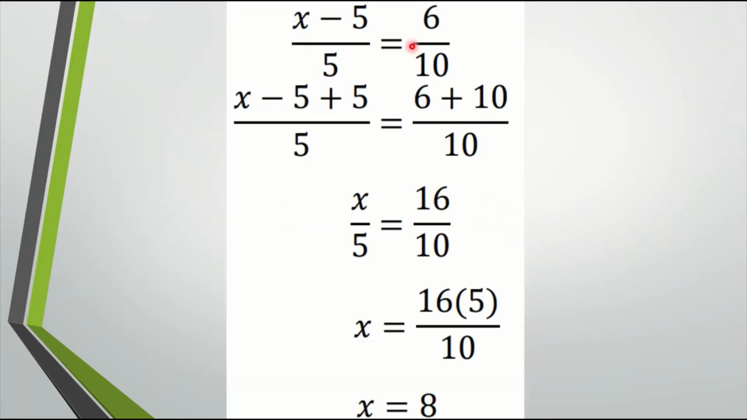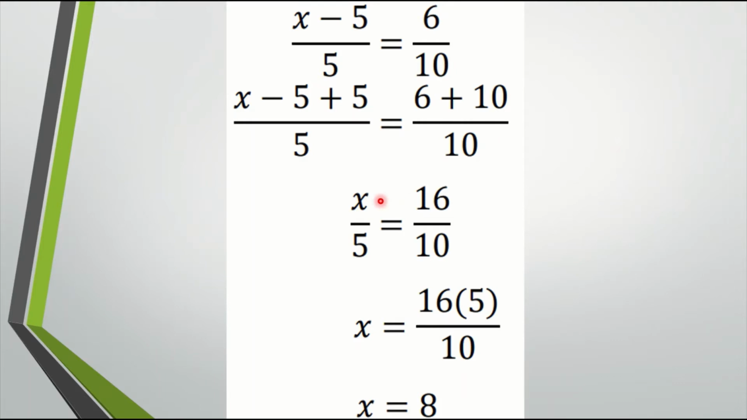Okay? For example, we have here x minus 5 over 5 is equal to 6 over 10. Okay? So, ano ba yung denominator natin dito sa left side? That is 5. Okay? How about sa right side? 10. So, kopyahin mo lang muna yung equation, x minus 5, saka ka mag-a-add ng 5. Kung ano yung denominator mo, yun yung i-add mo. Okay? X minus 5 plus 5 over 5 is equal to 6 plus 10 over 10. Bakit 10? Kasi 10 yung denominator mo.